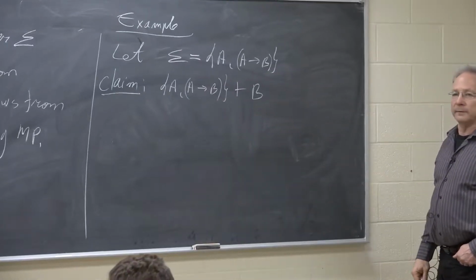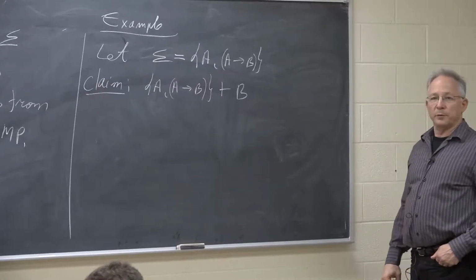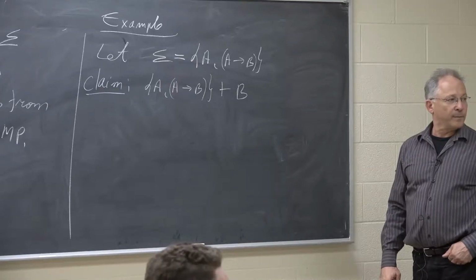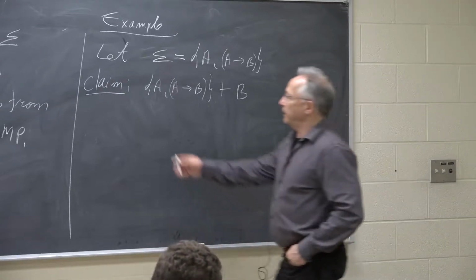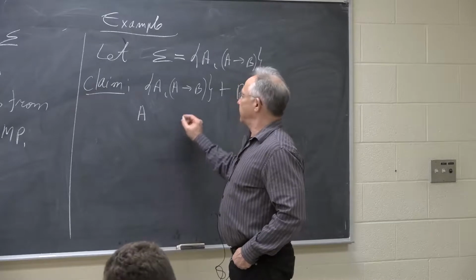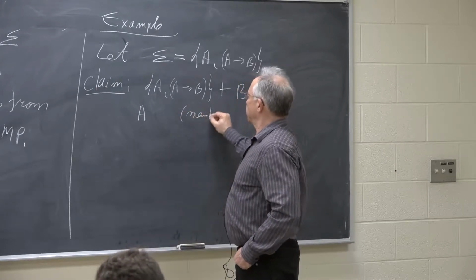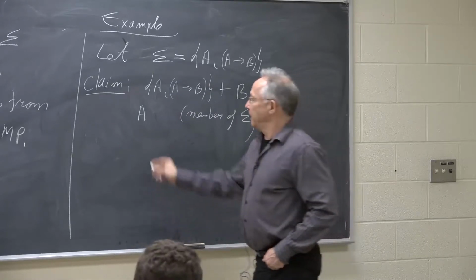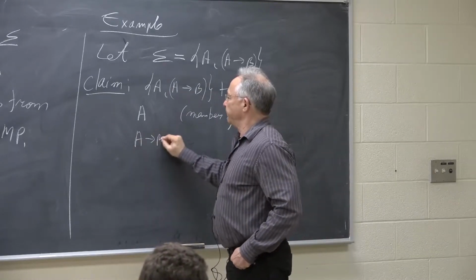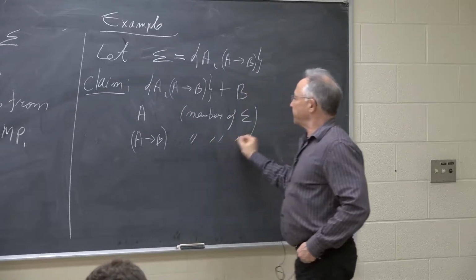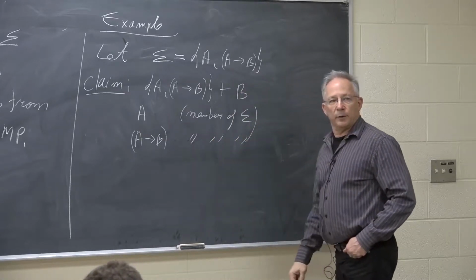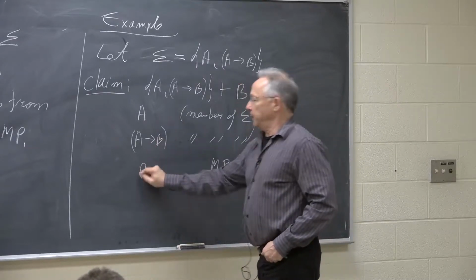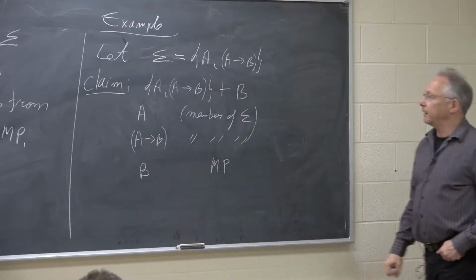Can anybody show me the formal proof of B? Yes? Right, I can use A because it's a member of sigma. Then I can use A arrow B because it is also a member of sigma. And then I use modus ponens on these two, and I get B. So that was a very easy one.